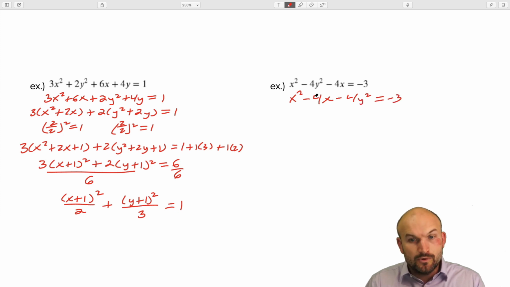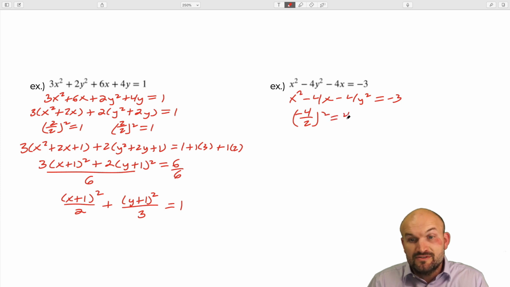Okay, well, I need to complete the square here. So negative 4 divided by 2, quantity squared, and that's going to equal positive 4. So I'll add that inside my parentheses here. So I have x squared minus 4x plus 4. Okay, and then we'll have minus 4y squared equals negative 3. All right.